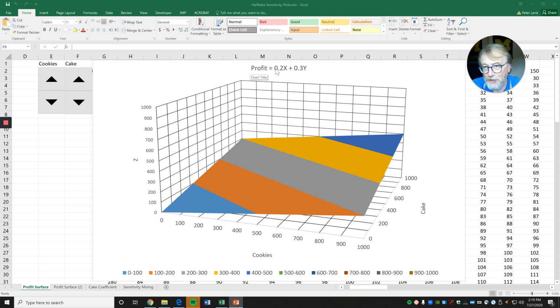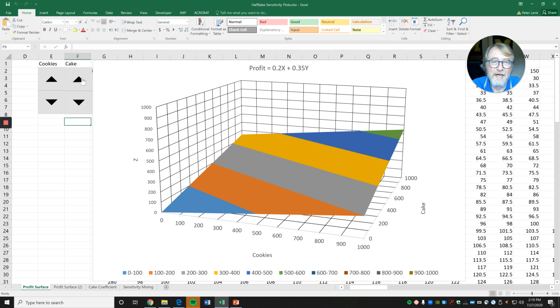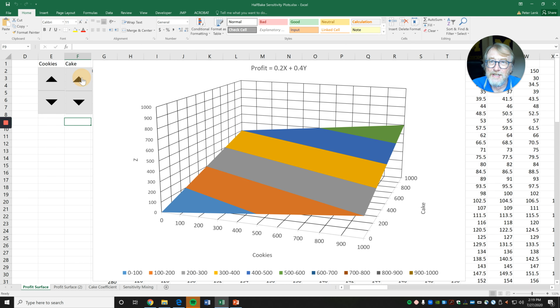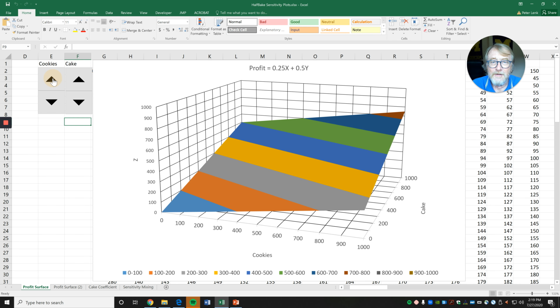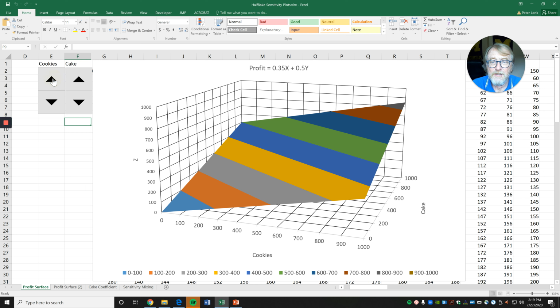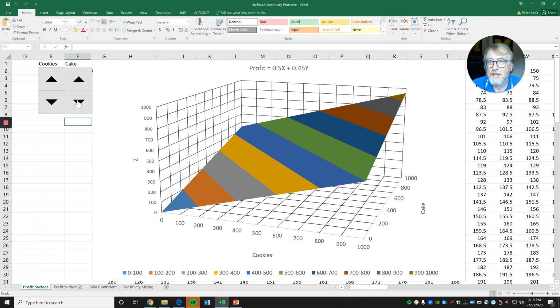So here's my profit function, 0.2 and 0.3. Let's say I increase my coefficient for cake. Cake is 0.3, and I increase it up to 0.35. You can see that this is starting to tilt. So this flat surface tilts as I change my coefficients. Same thing if I change my cookies. You can see this starting to tilt, get steeper, more or less steep as you change these things around.